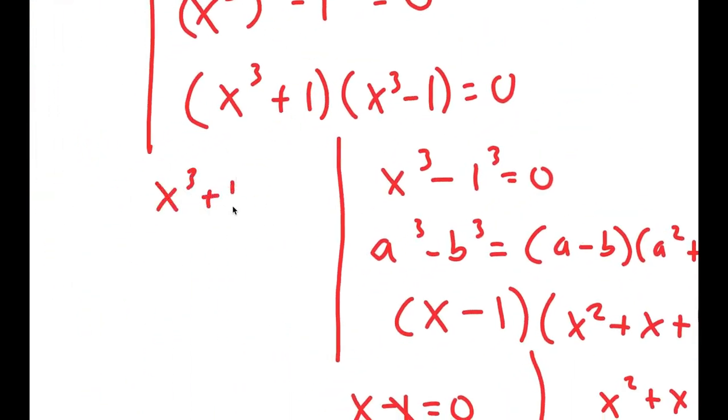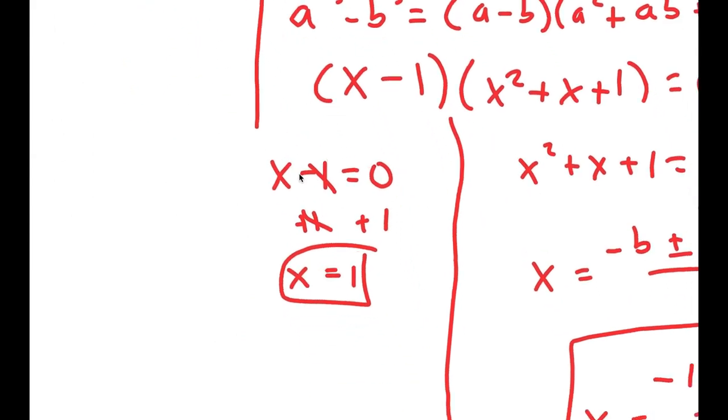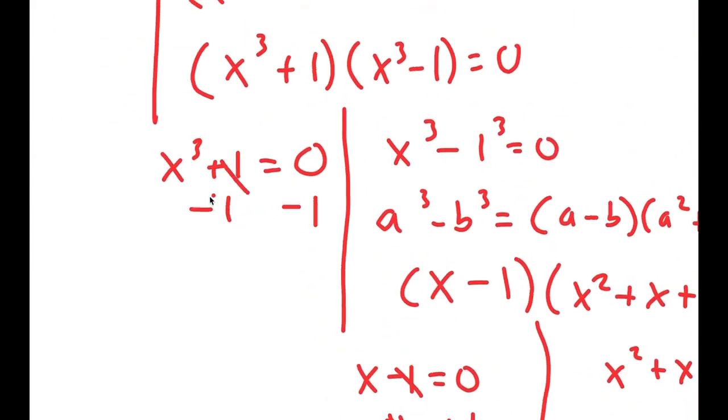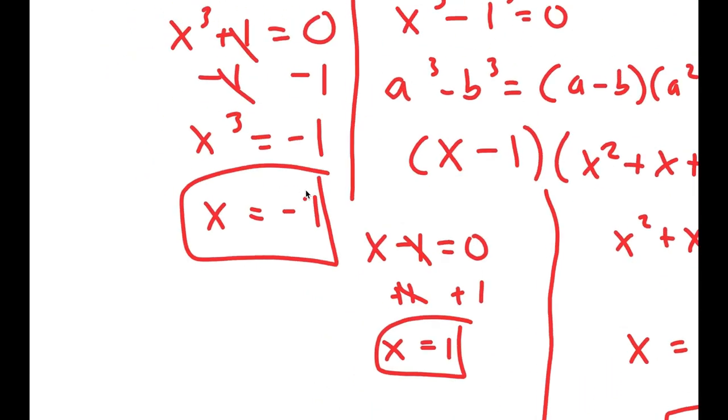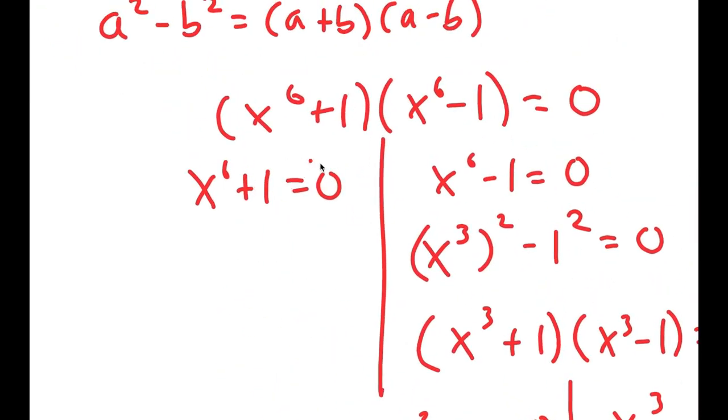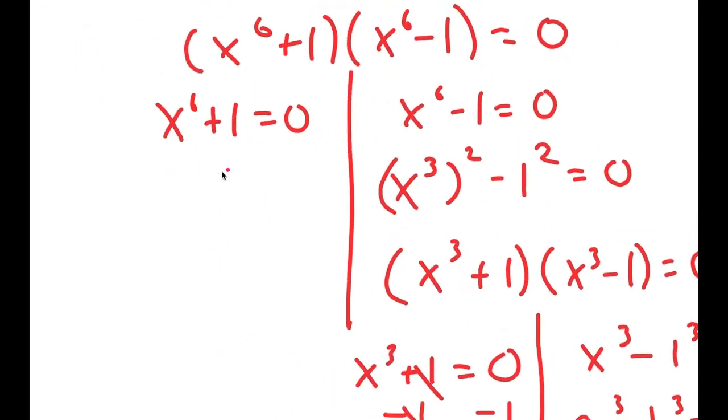So now I have x to the power of 3 plus 1 is equal to 0. And I'm going to subtract 1 on both sides, so I get x to the power of 3 is equal to negative 1, meaning x is also equal to negative 1. So this is another solution. Now for x to the power of 6 plus 1 equals 0, I'm going to again subtract 1 on both sides. So I get x to the power of 6 is equal to negative 1.